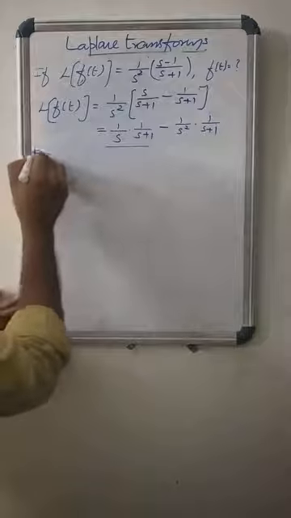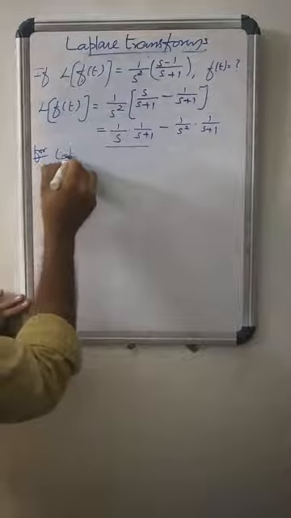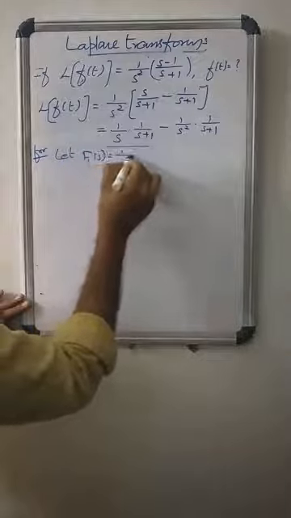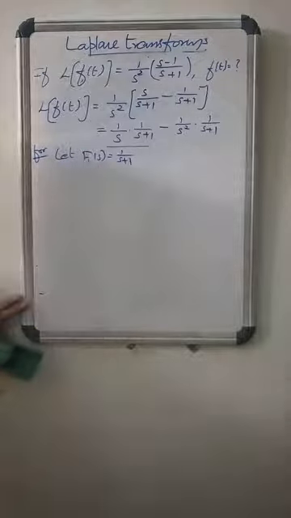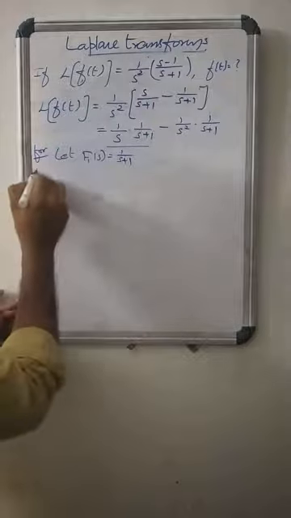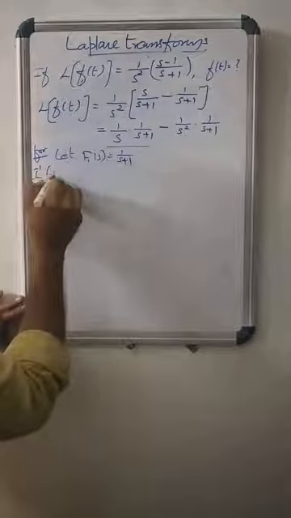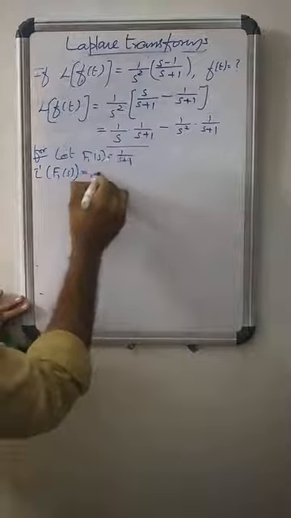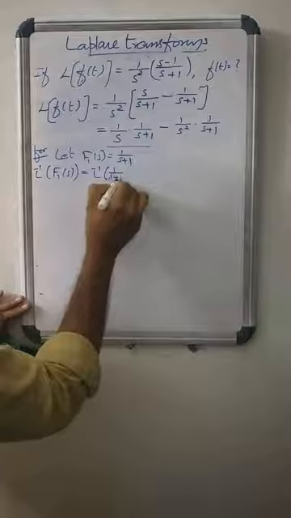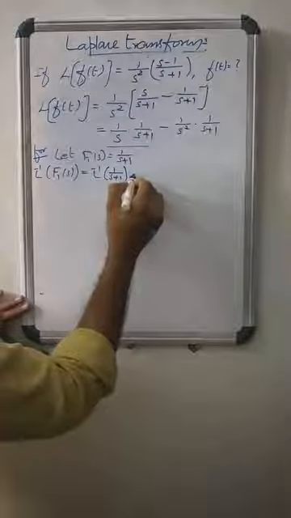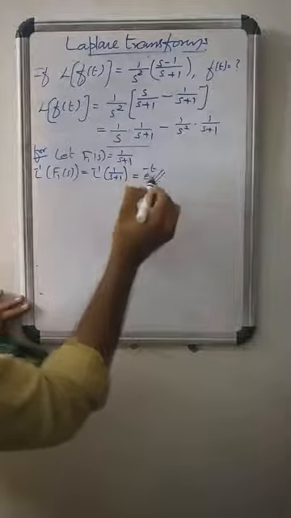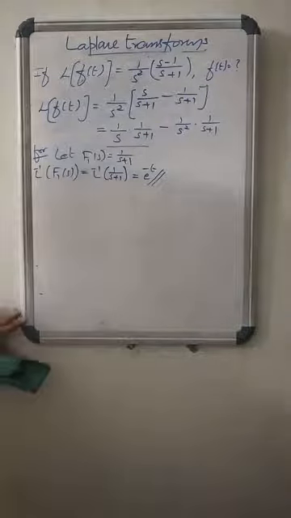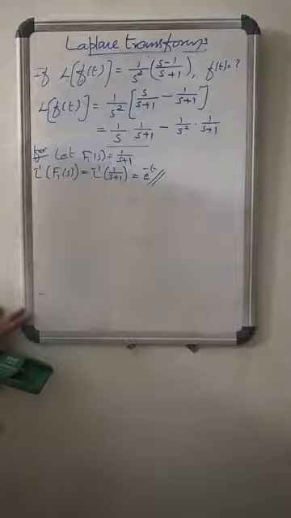Here let f1(s) equal 1/(s+1). So what is L inverse of f1(s)? L inverse of f1(s) is L inverse of 1/(s+1). What is L inverse of 1/(s+1)? e power minus t. Agreed? Because L inverse of 1/(s+a) is e power minus at.